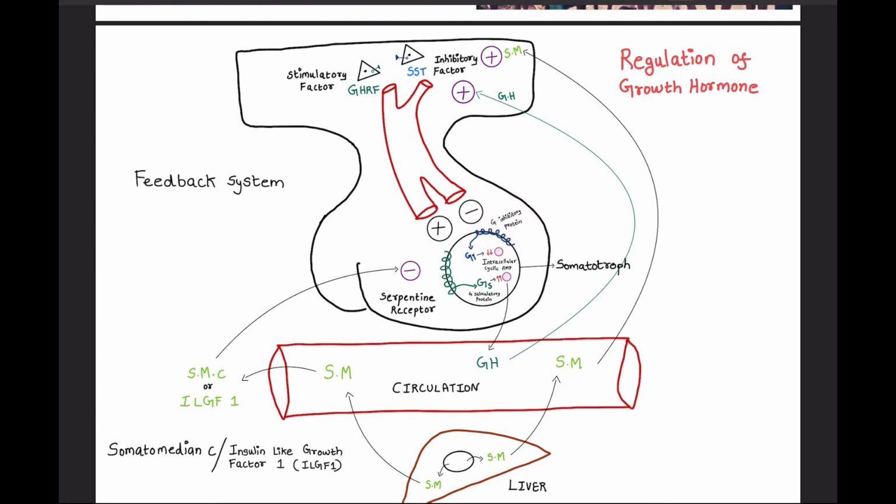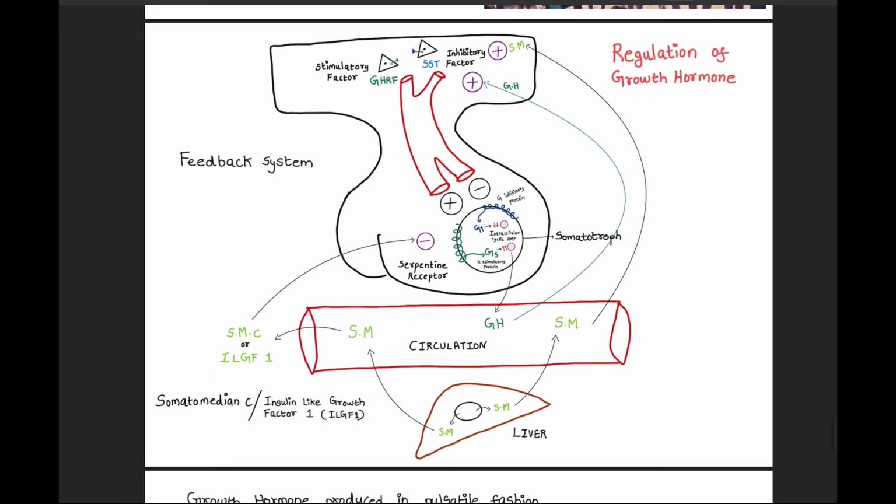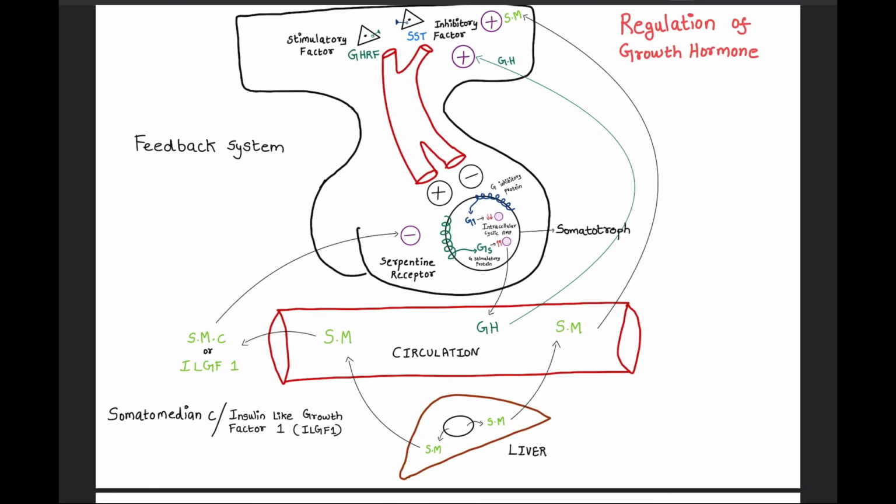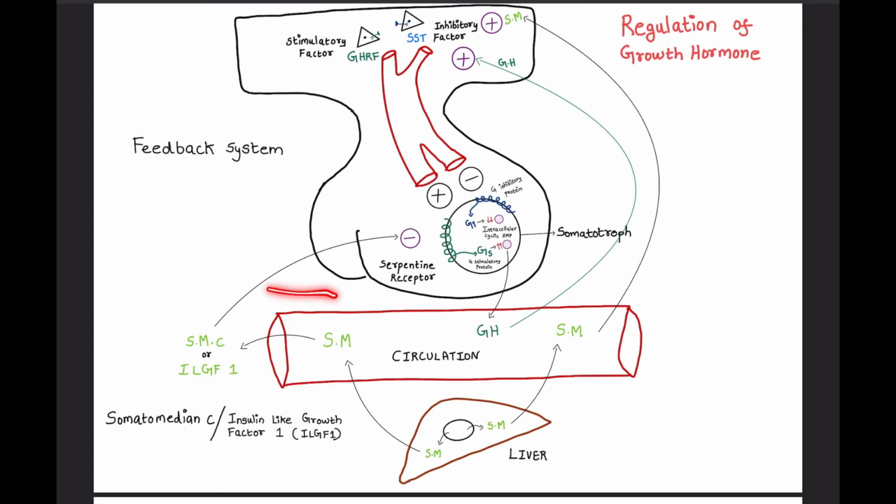If the growth hormone is higher than normal in the circulation, this growth hormone will activate or stimulate this inhibitory factor, somatostatin, and you know the function of somatostatin and what happens after that. If the growth hormone is higher than normal in circulation, you also know that there is an increase in the level of somatomedins, that is somatomedin C or insulin like growth factor 1, in circulation.